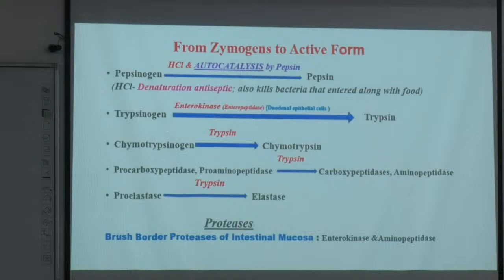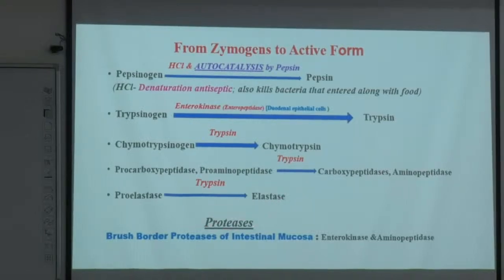So, activation of trypsinogen to trypsin. If it doesn't occur, then all the next steps will not occur also. These enzymes will not be able to exert activities. So remember one thing, that trypsinogen is first converted by the duodenal epithelial cells by the enterokinase enzyme to produce trypsin, and then trypsin causes conversion of chymotrypsinogen, pro-carboxypeptidase, pro-aminopeptidase, pro-elastase into their active forms, that is chymotrypsin, carboxypeptidase, aminopeptidase, and elastase.